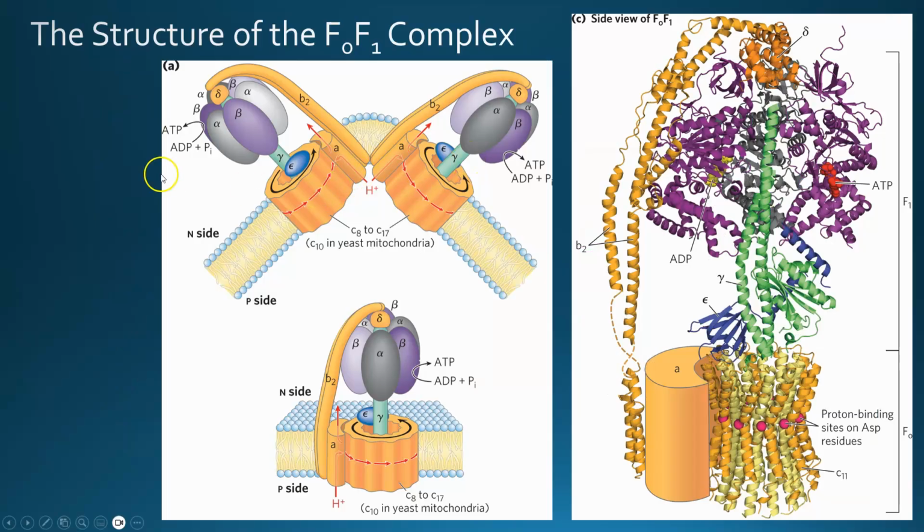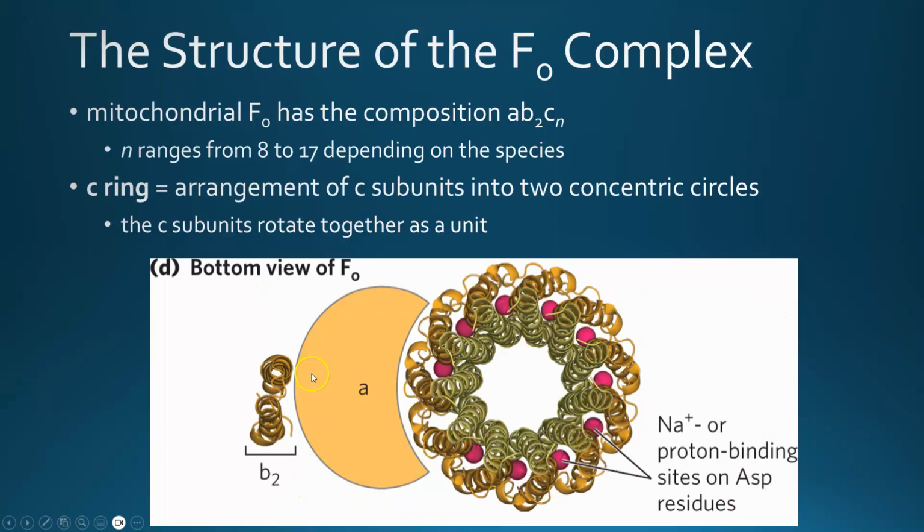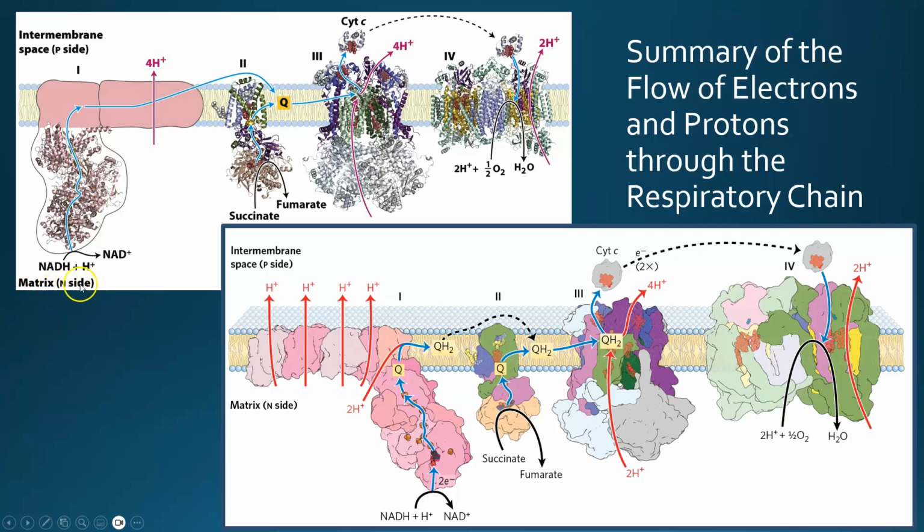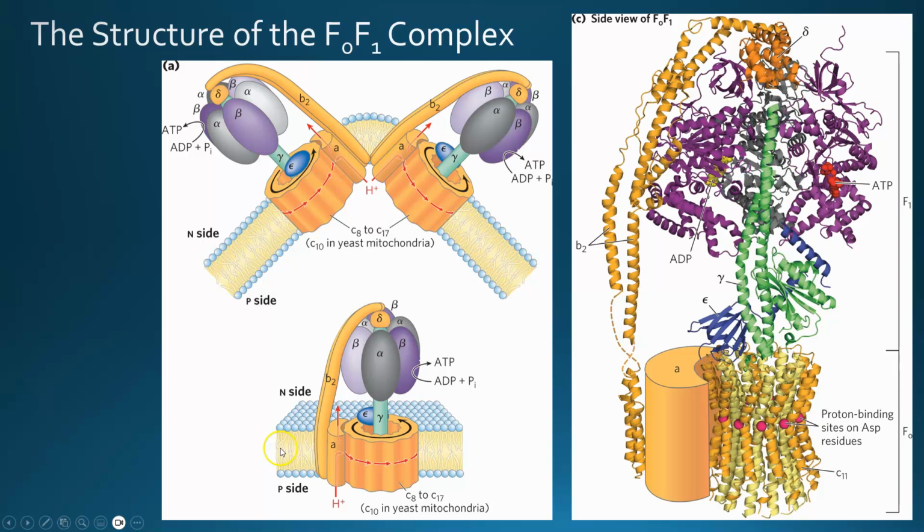Okay, here's an overall structure of that ATP synthase enzyme. Let's look at this one. So the N side and the P side. I haven't referred to those earlier. Notice that the N side is the matrix and the P side is the intermembrane space. So the electron transport chain is pumping the protons from the N side to the P side, and here is the ATP synthase complex. There are many subunits, alpha, beta, gamma, etc.